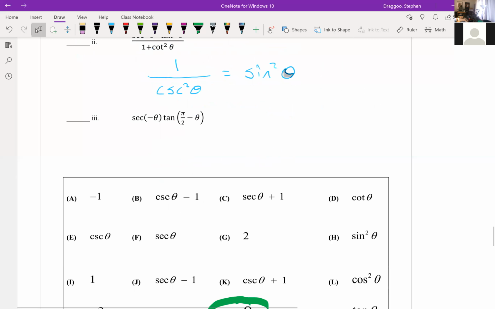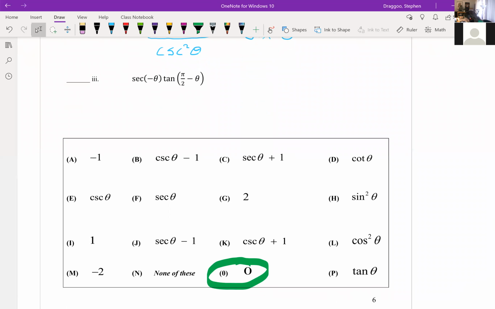So hopefully there's an option for sine squared somewhere in the box. And there is.